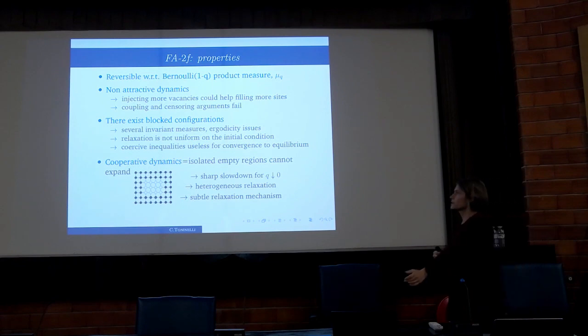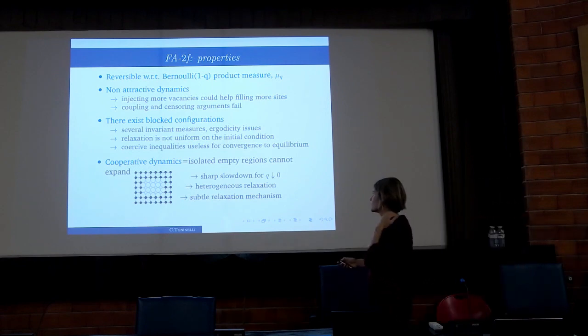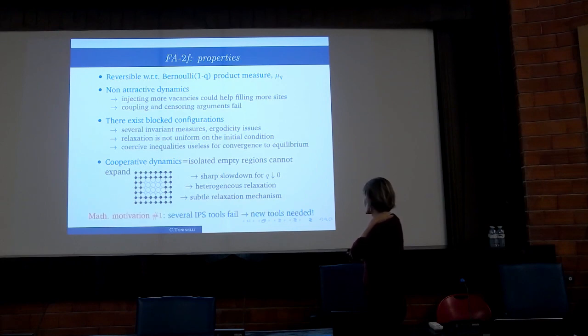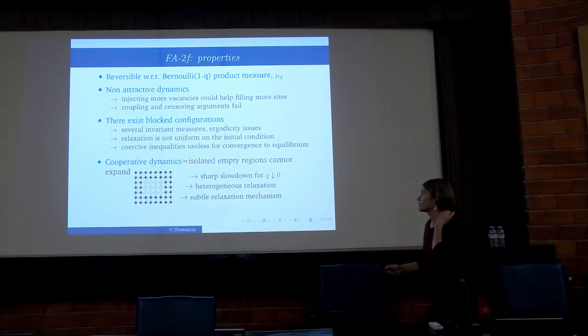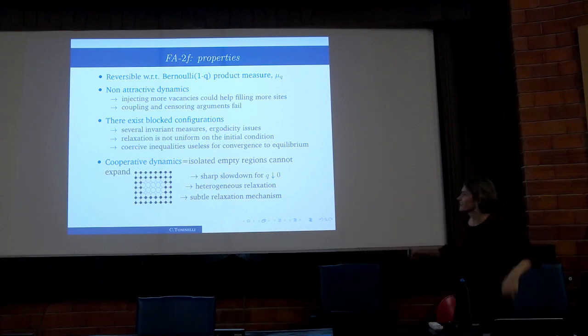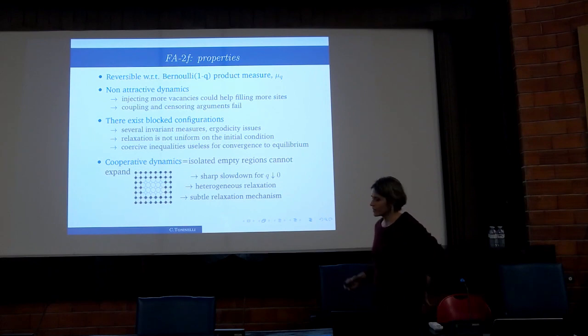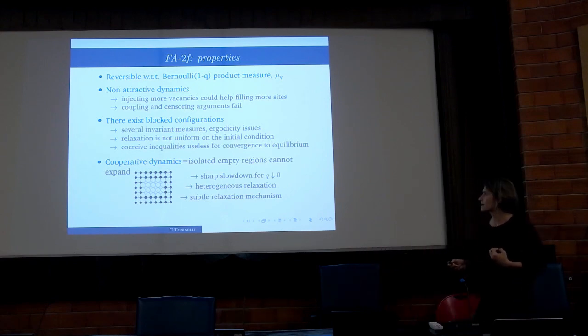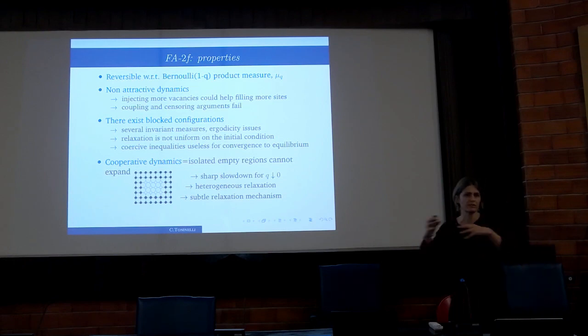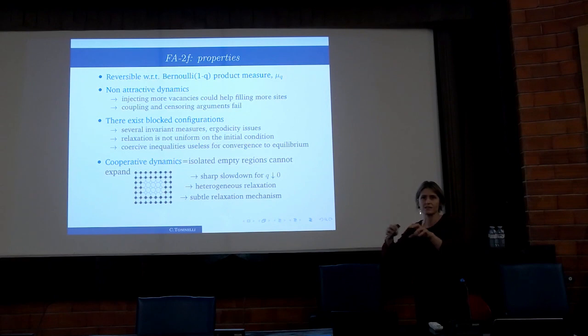What do I mean by cooperative? I mean that if I have an isolated empty region, no matter how large and no matter of which shape, here I have depicted, for example, a big, not very big because it's a small picture, empty rectangle, this empty region cannot expand by itself, it is blocked if it is surrounded by filled sites. So this means that the type of relaxation mechanism cannot be similar to a sort of renormalized exclusion type process in which the empty sites move around.